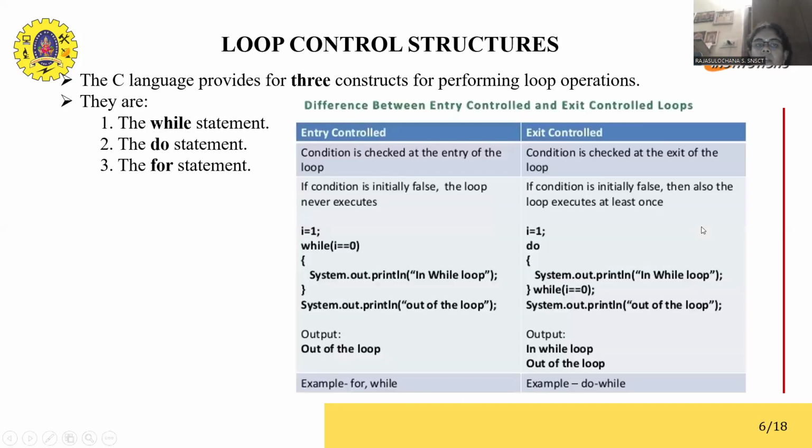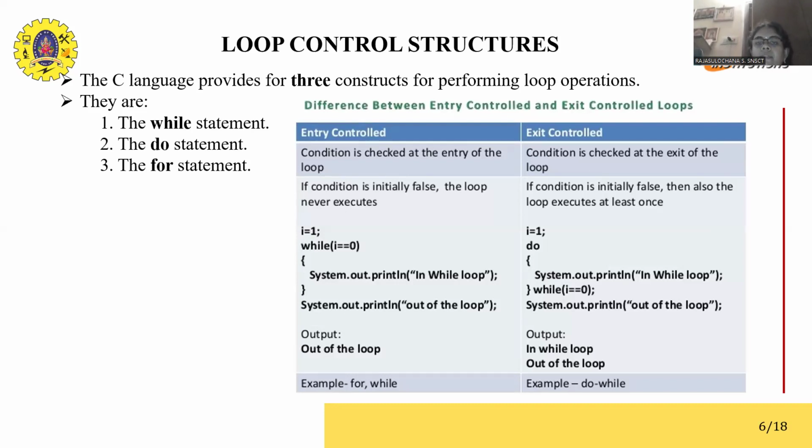So C language provides three constructs for performing a loop operation. We have three different looping statements. One is while loop, the other one is do statement, and the third one is for loop.